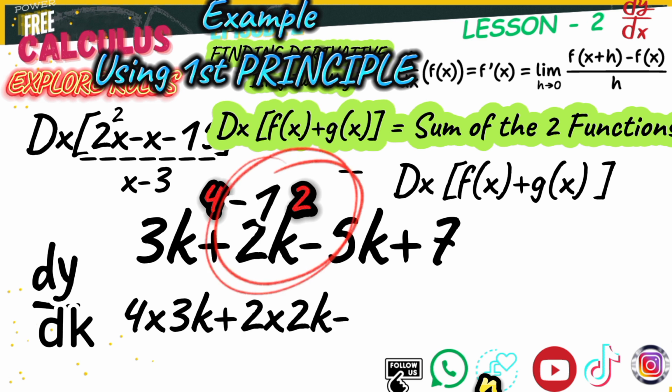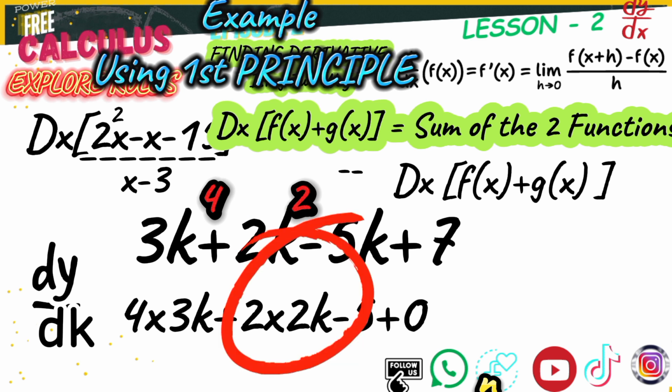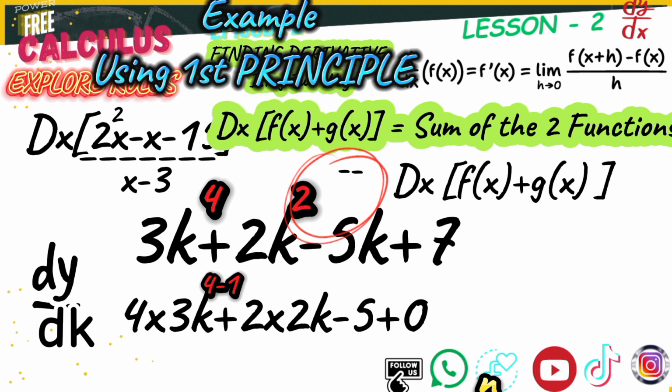And then coming here, we are going to multiply our constant. We are going to have 2 multiplied by 2, to the power 2 minus 1, and we are left with 1.